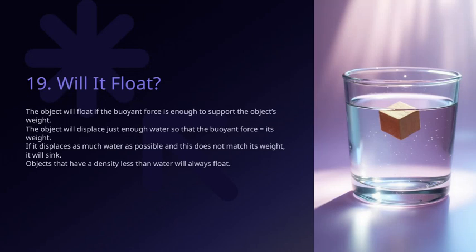So the object will float if the buoyant force is enough to support its weight. That means, for an object to stay afloat, the upward force from the water needs to balance its downward weight. Now, the object will displace just enough water so that the buoyant force equals its weight. Essentially, it's the water's push-up force matching how heavy the object is. If it displaces as much water as possible, but this doesn't match its weight, then it will sink. In other words, if the displaced water isn't enough to support the object's weight, it can't stay afloat and will go under.